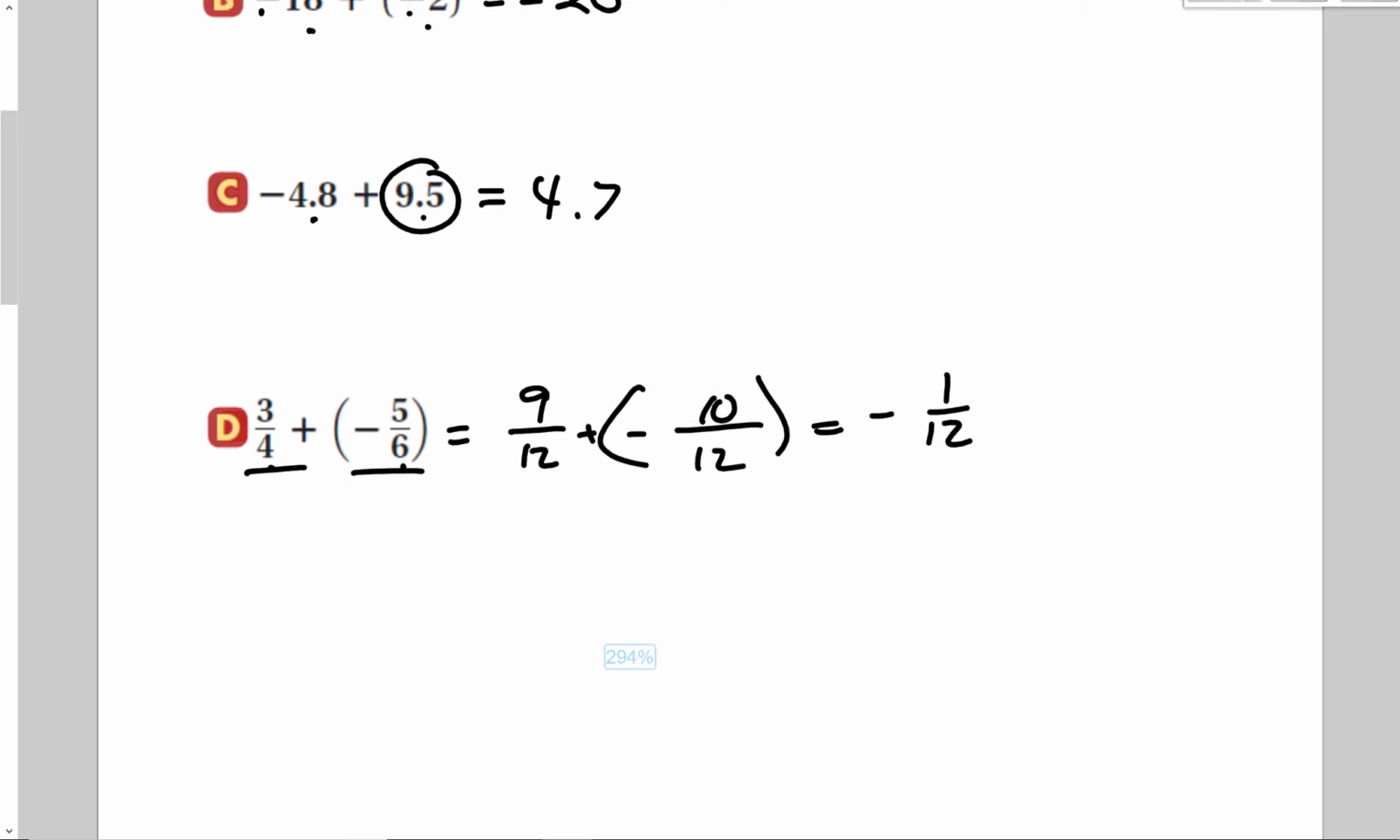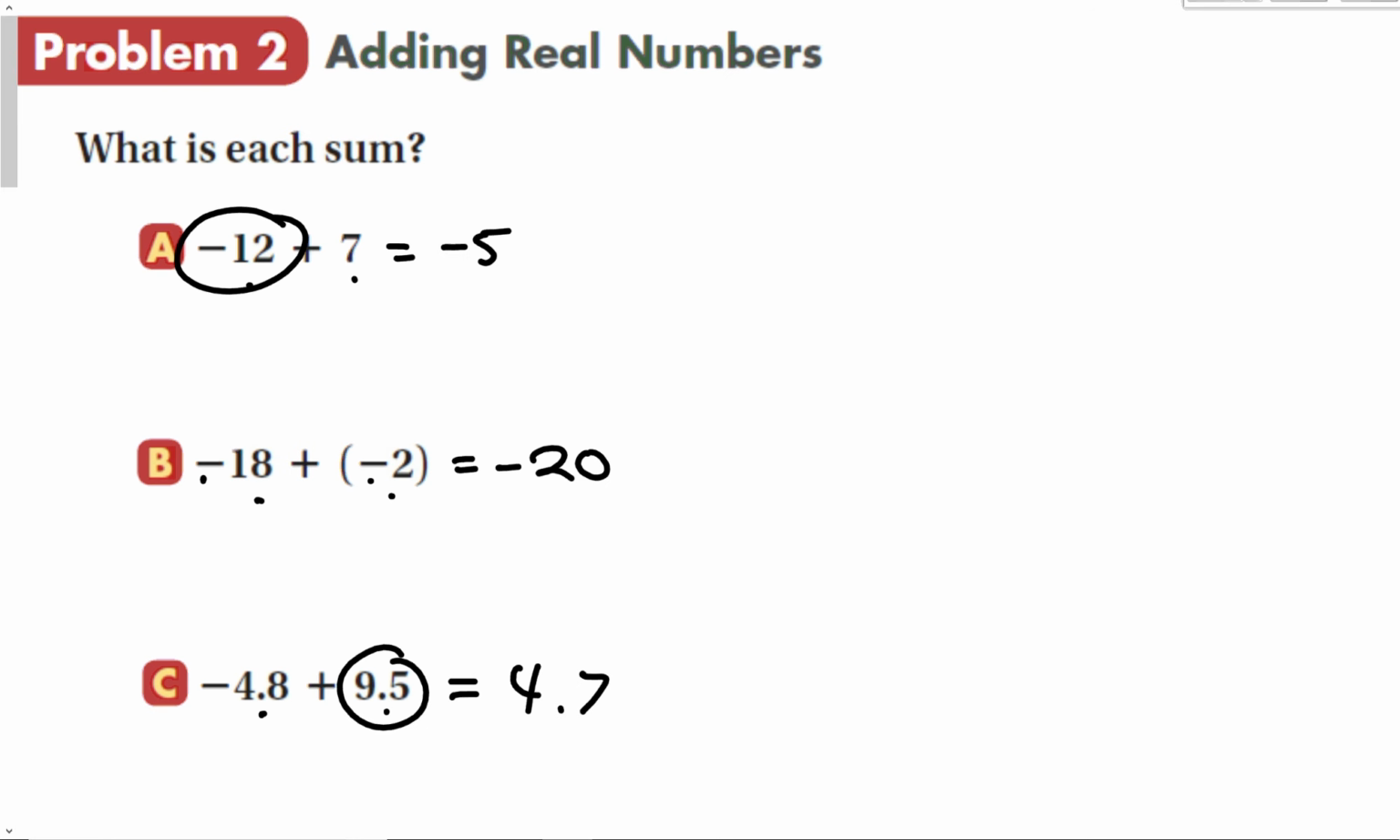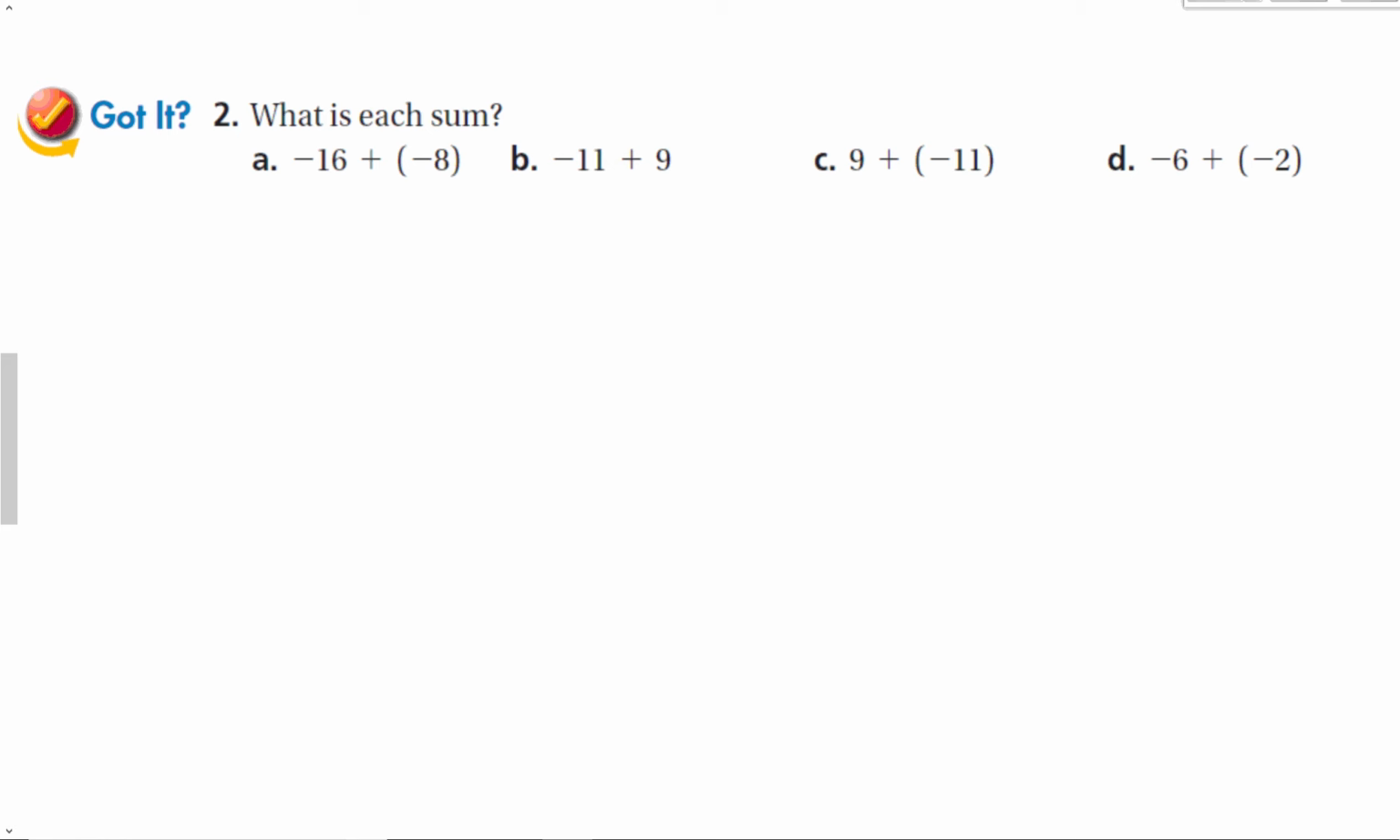Let's try our got it problem down here. Okay. So when we do these, my first one is negative 16 minus an 8. And when we subtract those, they both have the same sign. So that's going to be a negative 24. I can add them together and keep the sign.